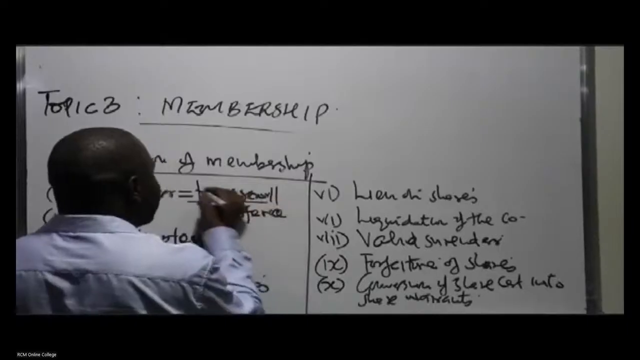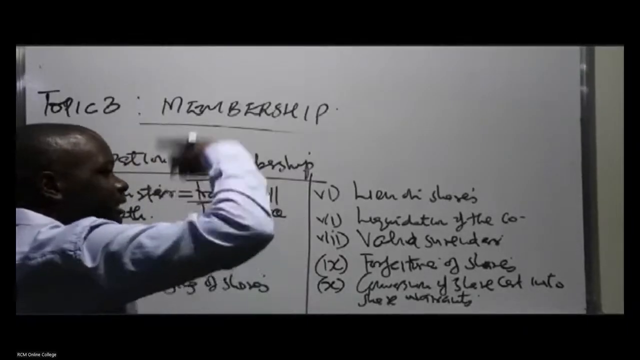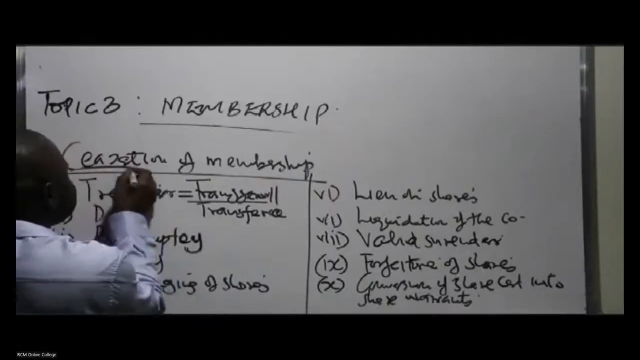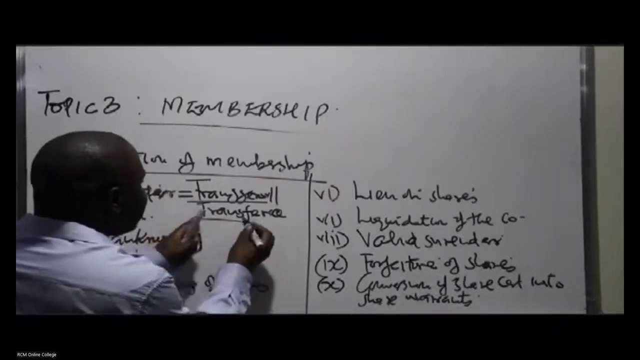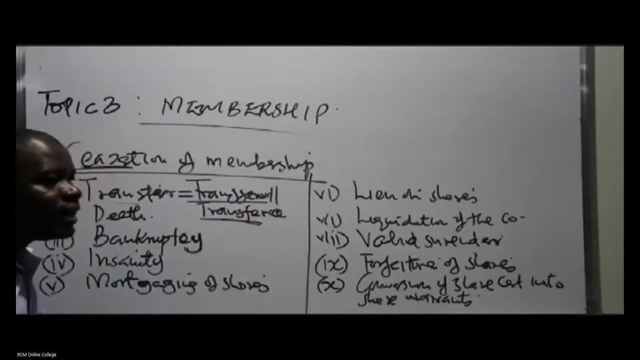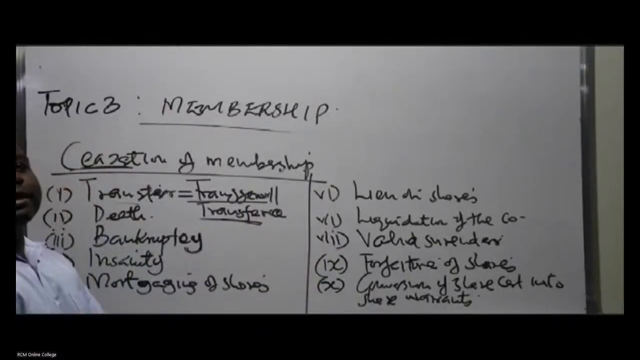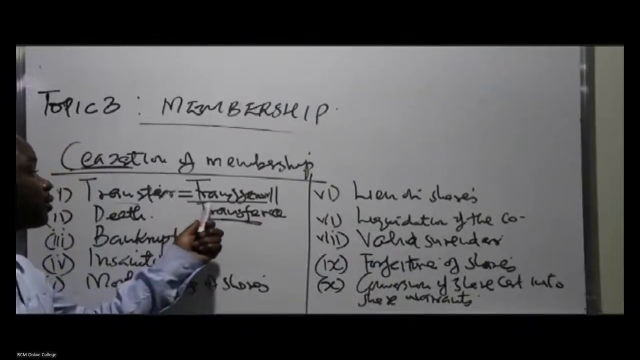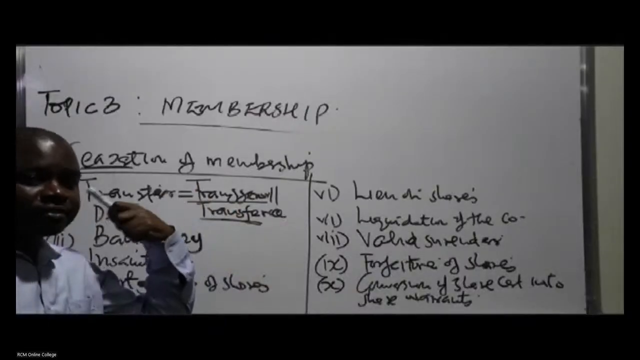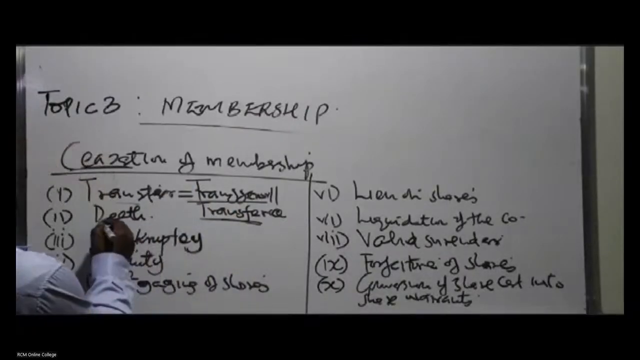The transferor is the one losing the shares because he's the one agreeing to transfer to the other party, and therefore as a result he ceases. The transferee is receiving because he's taking over the shares, and therefore he's becoming a member. So death, I've already explained.